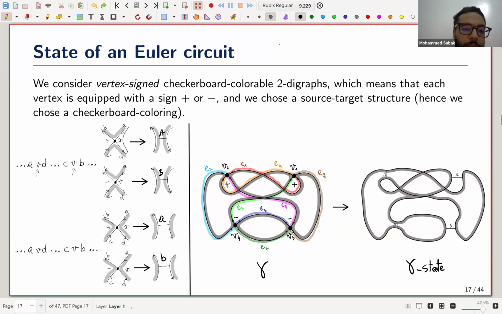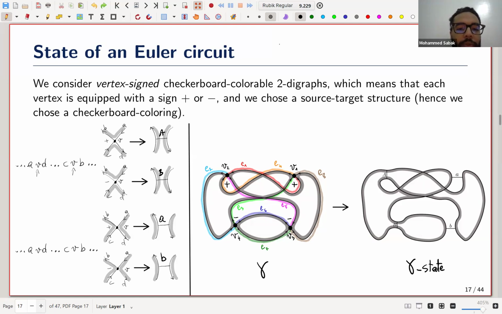Sorry, from A to D. And in the second visit, we come from C towards B. So if we are in this case, and if we have a positive vertex, then here we do what we call the merging operation, which consists in deleting the vertex V and connecting A with D and B with C.